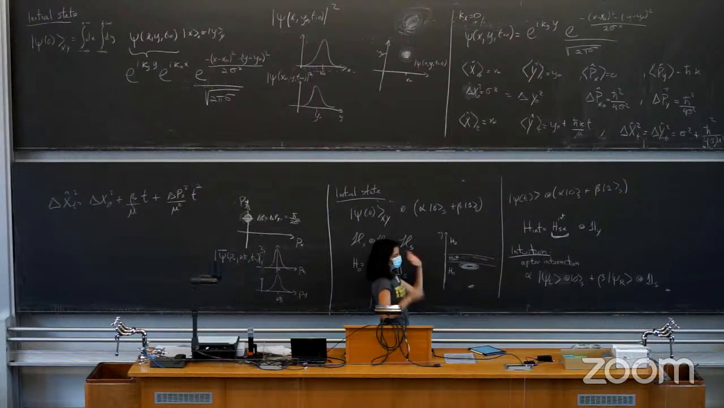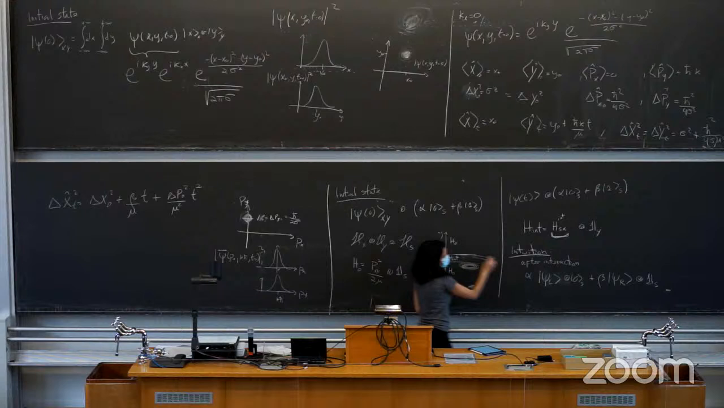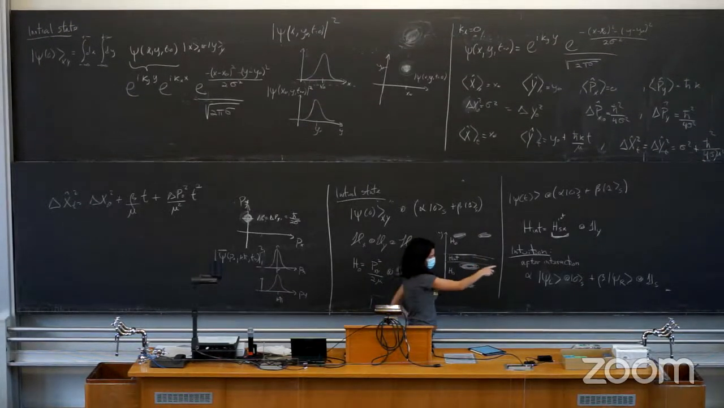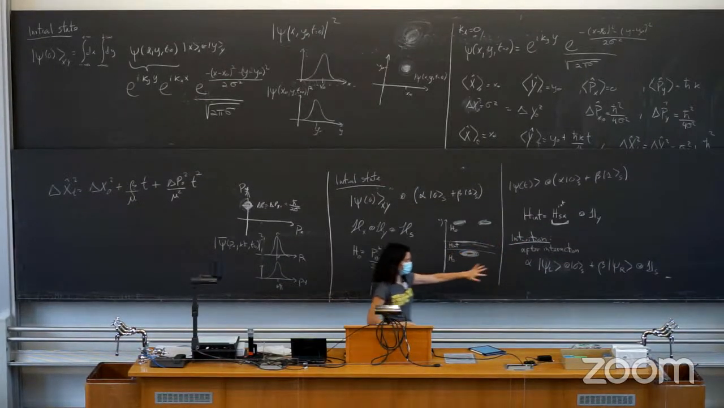For today, you believe me that after this interaction, we have this state. And now we're going to just evolve this state and see that we're going to get one blob here and one blob there. Okay? And on Thursday, we will look at what this exact interaction Hamiltonian is and how we obtain this state. Okay?